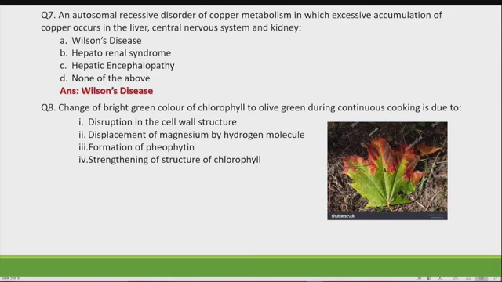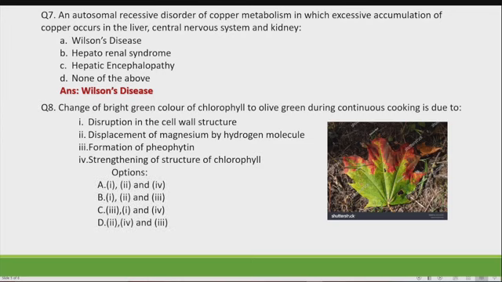Question number 8. Change of bright green color of chlorophyll to olive green during continuous cooking is due to: 1, disruption in the cell wall structure; 2, displacement of magnesium by hydrogen molecule; 3, formation of pheophytin; 4, strengthening of structure of chlorophyll. The options are A, 1, 2 and 4; B, 1, 2 and 3; C, 3, 1 and 4; D, 2, 4 and 3.